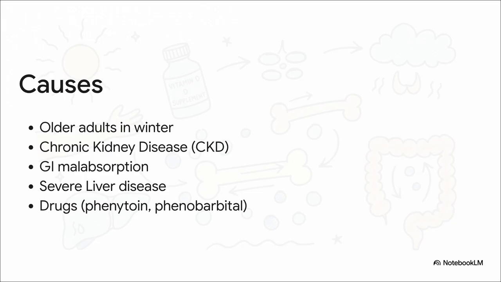The causes of this synthetic breakdown are vast. It can happen simply due to a lack of sun exposure in older adults or during winter seasons. In fact, to put that into perspective, some studies show deficiency in as high as 57% of hospitalized patients. It's also driven by chronic kidney disease, gastrointestinal malabsorption issues like you'd see after a gastric bypass, severe liver disease, and even certain drugs like phenytoin and phenobarbital, which actively increase the catabolism, or the breakdown, of vitamin D.